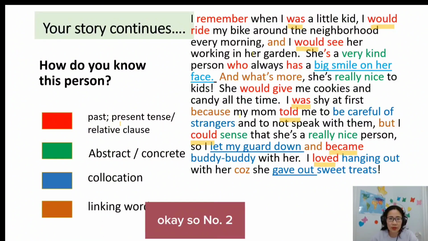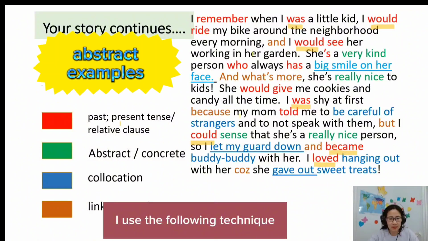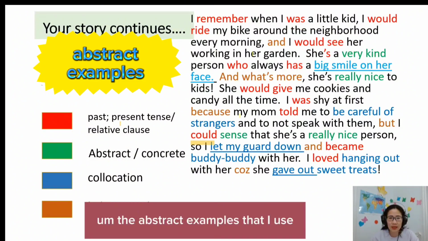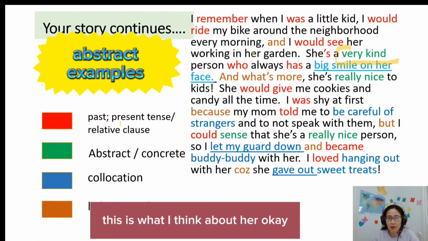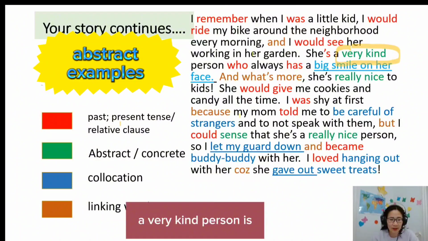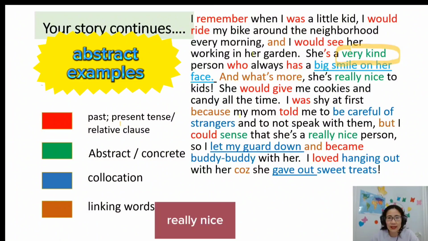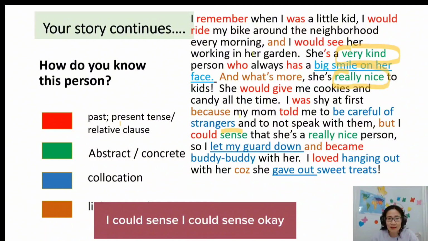Okay, so number two, I used the following technique, which is abstract examples. The abstract examples that I use: a very kind person. This is what I think about her. It's my feelings and thoughts about this lady. Really nice. I could sense. So that's an abstract example too.